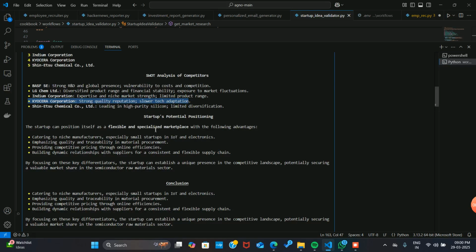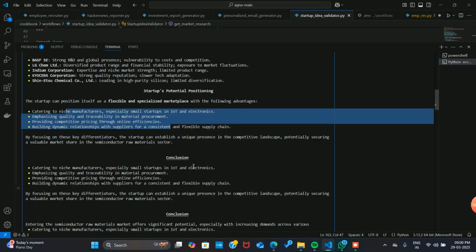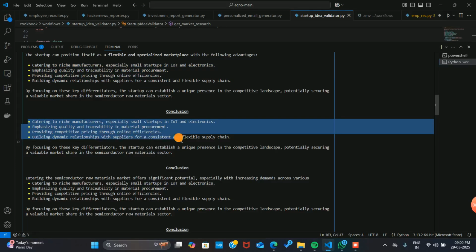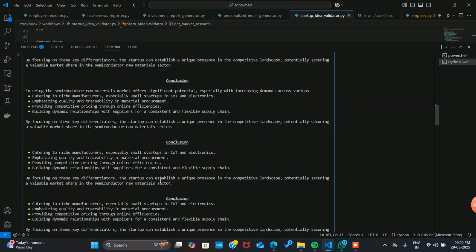Coming to the next one, the startup's potential for positioning. The startup can position itself as a flexible and specialized marketplace with the following advantages. All of these are advantages, and then it is also drawing a conclusion here. So you can start catering to niche manufacturers, and then all of this. Yeah, this is pretty good.